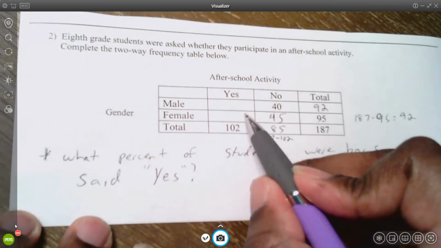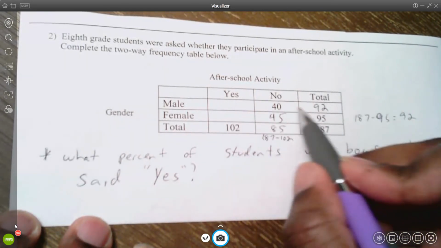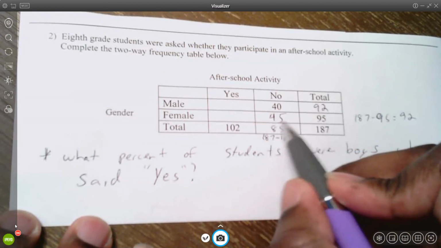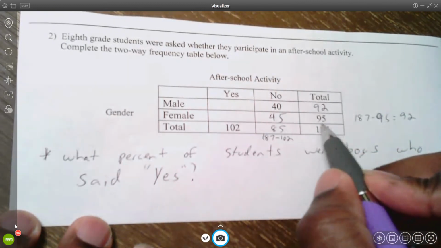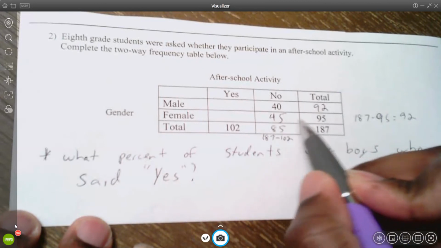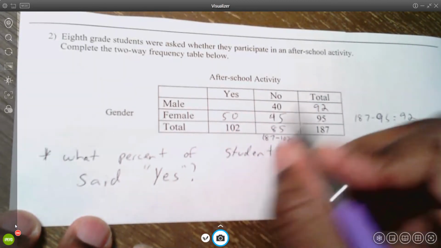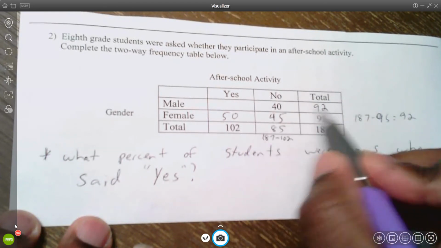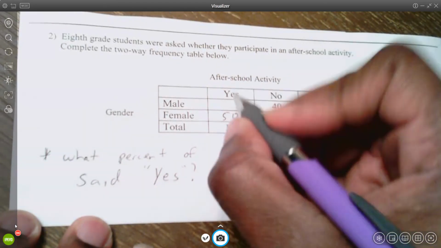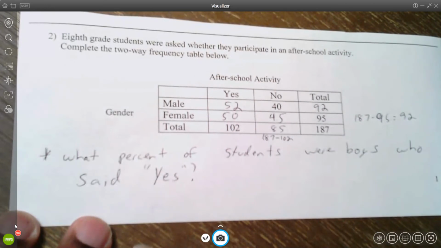And now the last 2 spaces are pretty easy to fill out because they have a lot of information about them. So to find out this number is going to be 95 take away 45. So 95 take away 45 gives you 50. And this number should be 92 take away 40. That should be 52. So now that we filled out the table, we can try to answer this question.